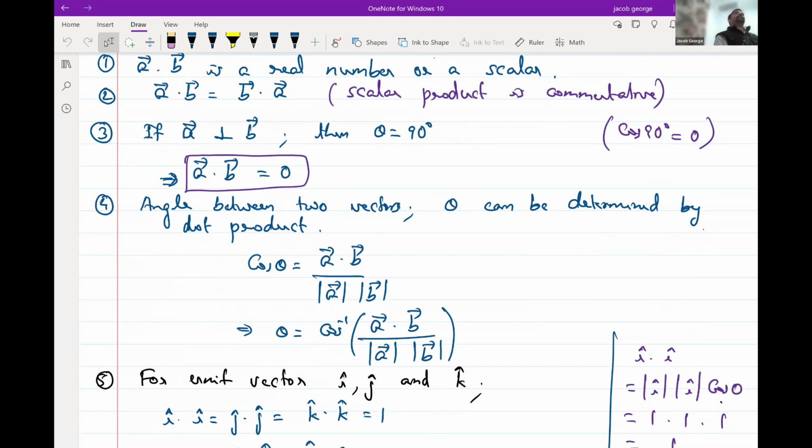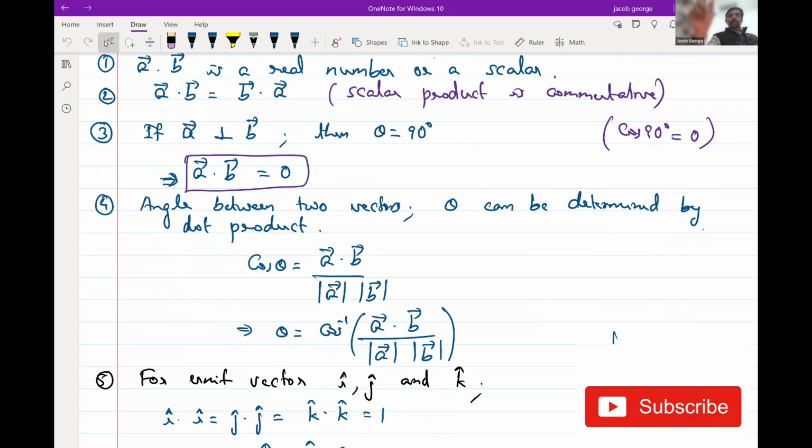What is the cos theta formula? A dot B by magnitude of vector A into magnitude of vector B. Noted? A dot B by magnitude of vector A into magnitude of vector B. Then theta we find out using cos inverse.